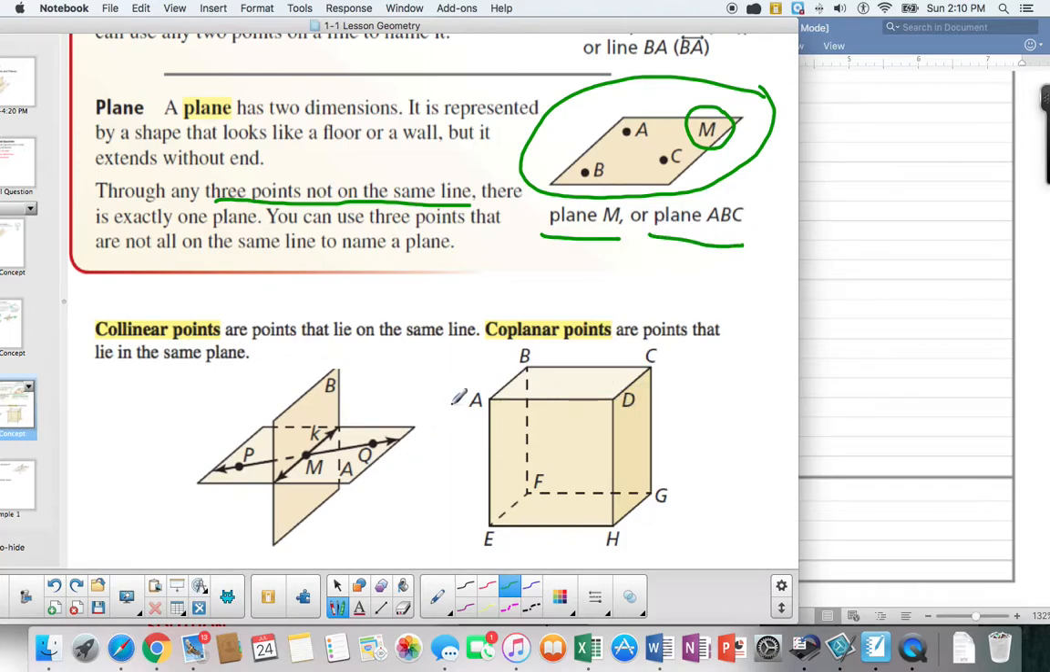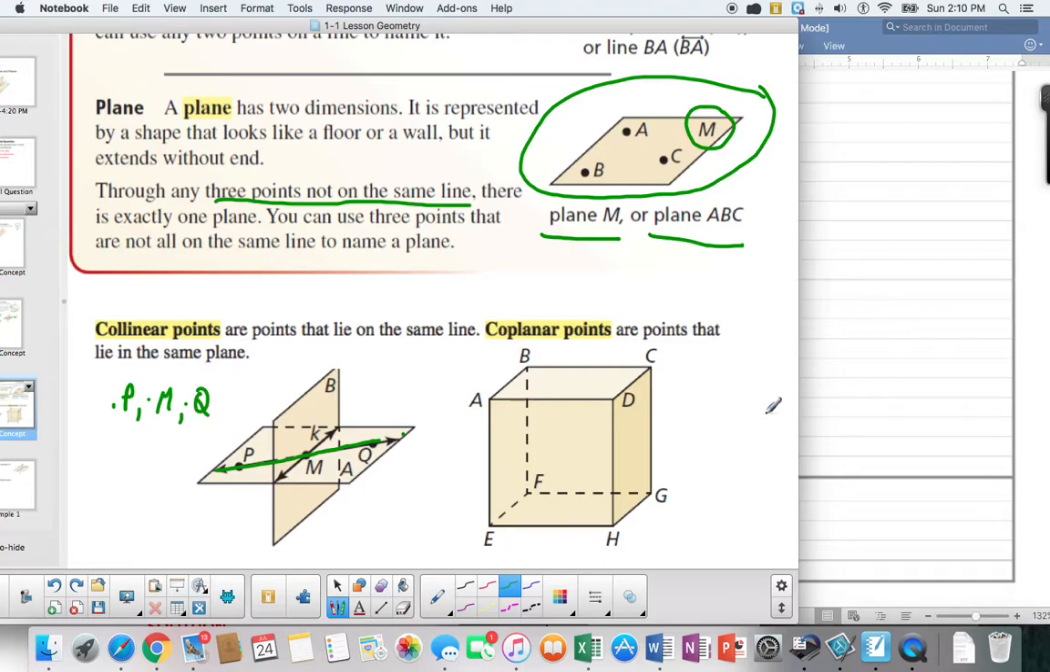Collinear points are points that lie in the same line. For example, in this line right here, we have point P, point M, and point Q. They are what we call collinear points.